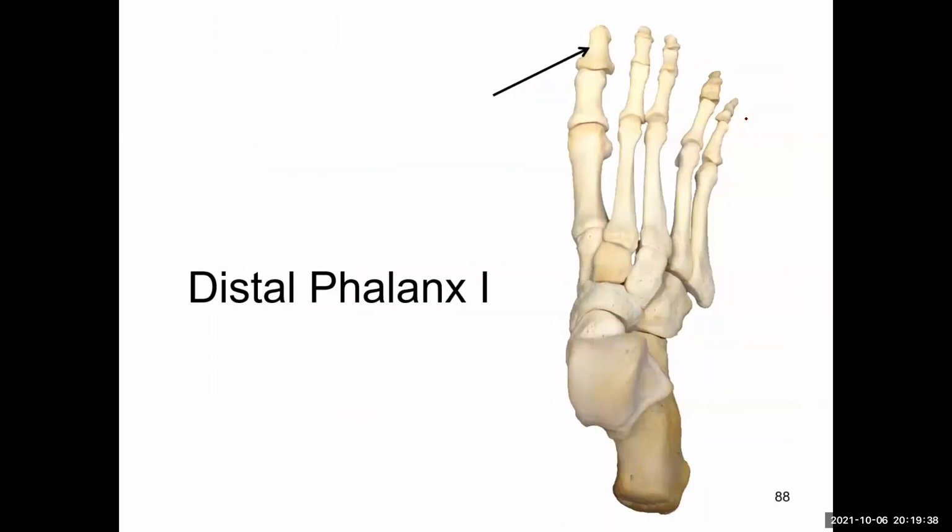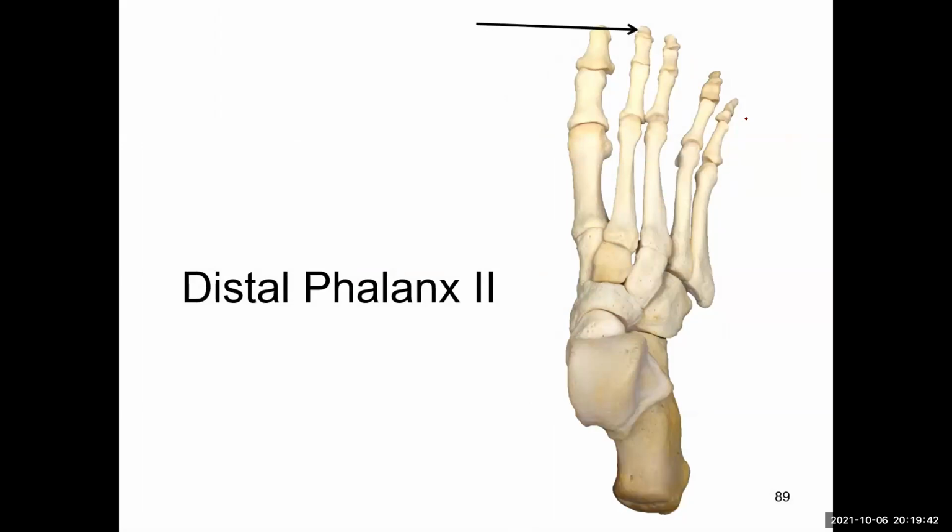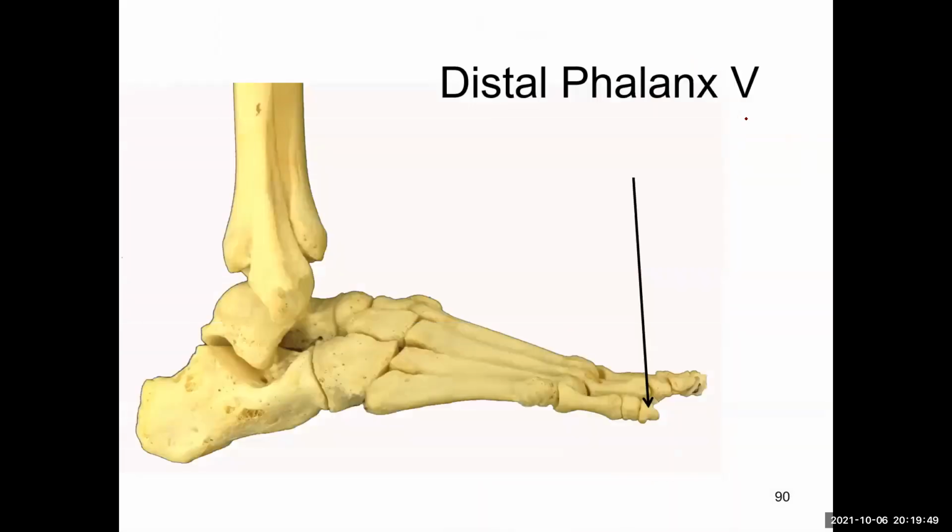And then last but not least, the distal phalanges for all 5 digits. Distal phalanx 1, distal phalanx 2, and then the last one will go all the way to the last digit, distal phalanx 5. Crazy how your little toe has 3 phalanges.